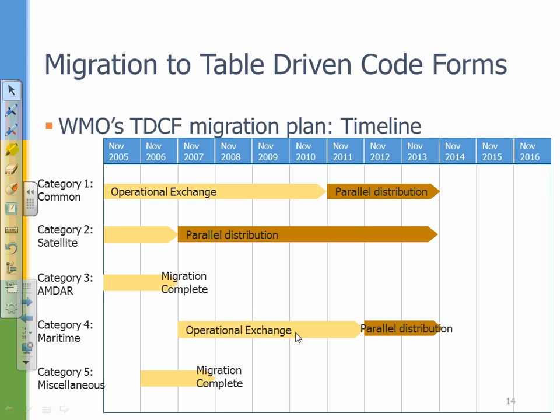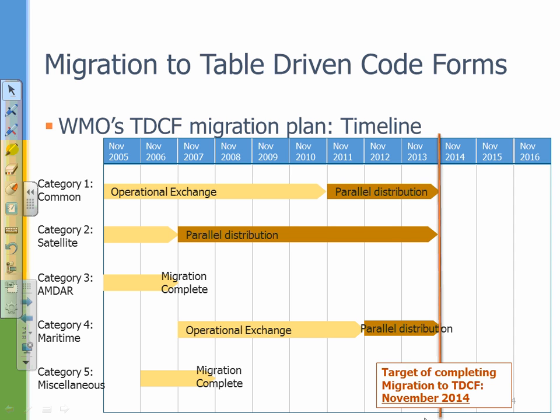And maritime data, also operational exchange started in 2007, and parallel distribution started in November 2012. So the target of completing all the migration to TDCF is November of 2014. So this is kind of a big milestone for what we are working on.